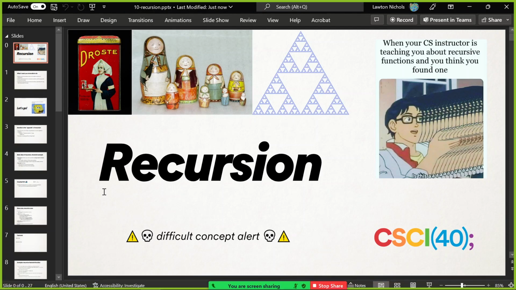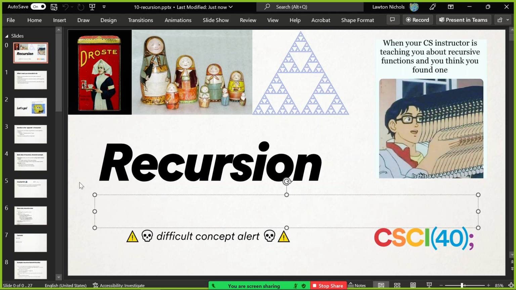So today's slides are a new topic. We finished files, which was a nice breath of fresh air in between some hard topics. I am sorry to say that the next topic is also difficult. It's probably one of the most difficult in this class. It's called recursion. So in addition to the warning signs, I've also put in a skull.